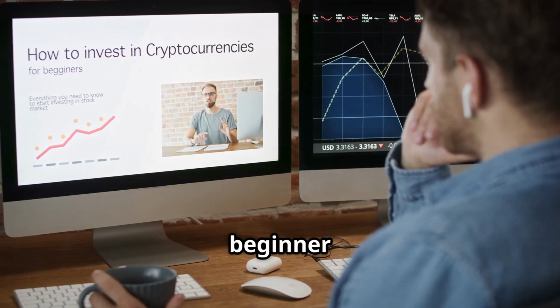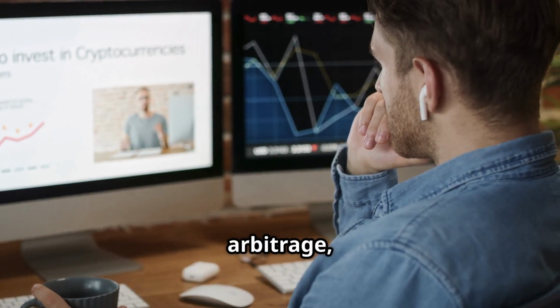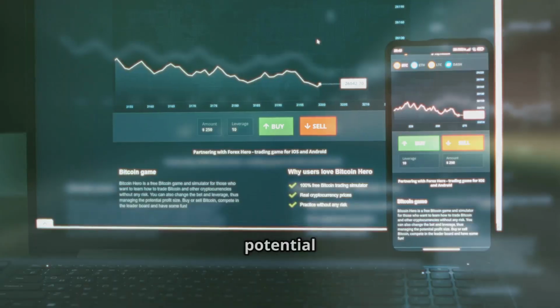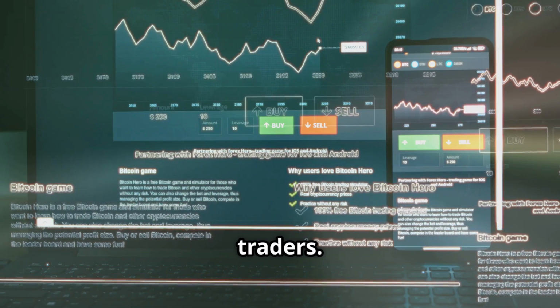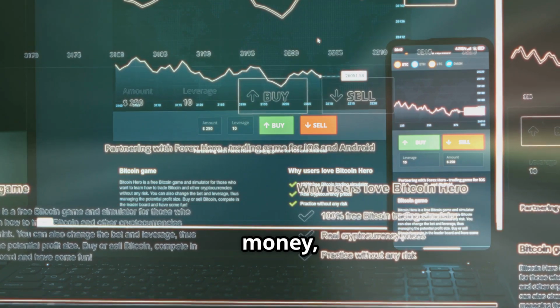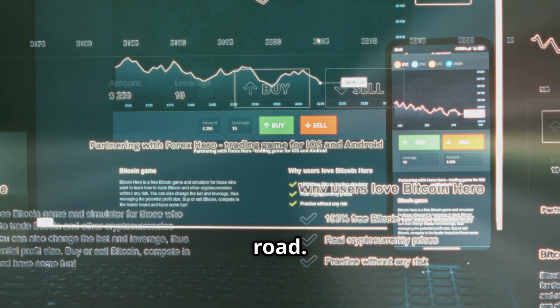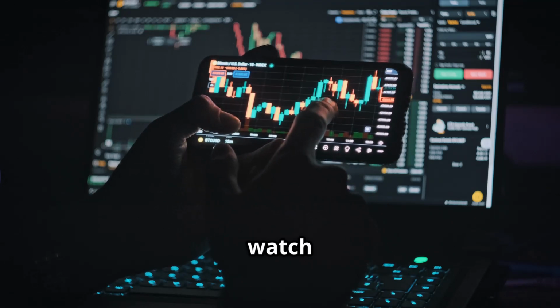Alright, let's talk about some beginner traps and how you can avoid them. If you're just starting out with crypto arbitrage, it's easy to get excited by the potential profits and overlook some of the common mistakes that trip up new traders. But being aware of these pitfalls from the start can save you a lot of money, time, and stress down the road. Crypto arbitrage isn't without its risks, so it's important to know what to watch out for.